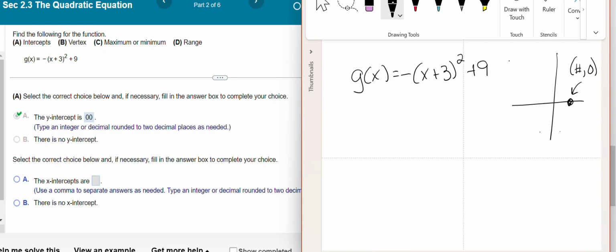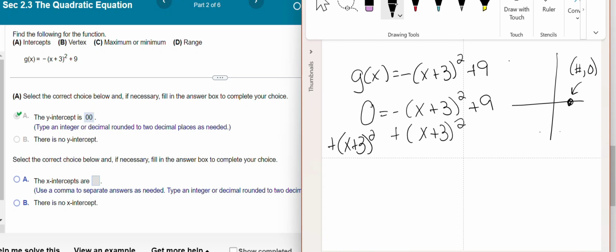So now instead of putting 0 in for the x, we're actually going to say g of x is 0. So 0 equals negative (x plus 3) squared plus 9. You might remember from 100 years ago that when we have something squared, I'm going to use the square root property. But to do that, I want the squared term on the other side, so I'm going to add. You could have subtracted 9, but I think it's easier when things are positive.